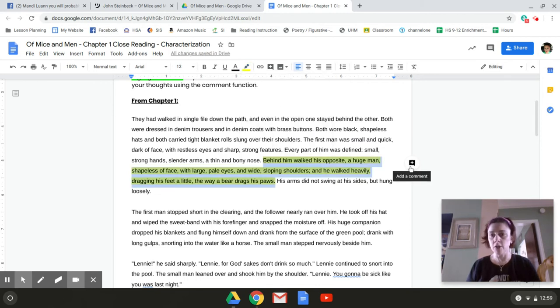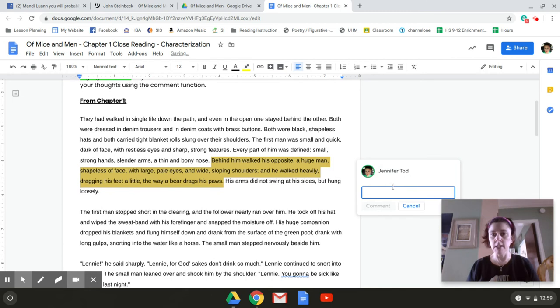And then I'm going to go over here to my little comment function. Okay. And I am going to type my thoughts about this. So my thoughts here are that Lenny is described as being shapeless. I don't type well. Sorry, guys. And heavy and like a bear.